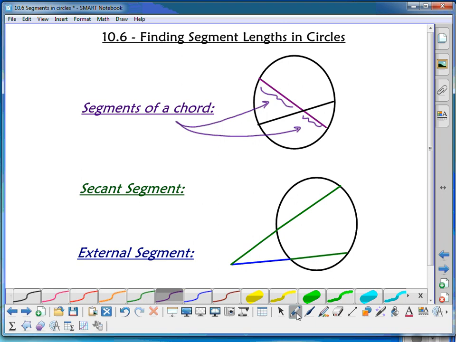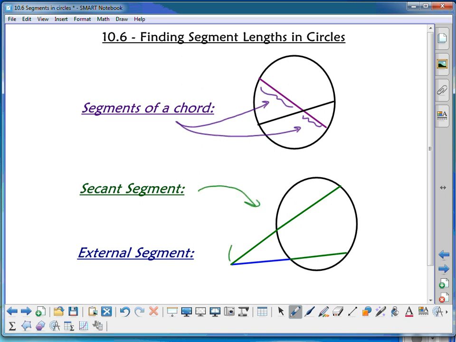A secant segment is a segment that intersects the circle twice. So right here we have a secant segment, and an external segment is just the part that is outside of the circle on a secant. So the secant segment refers to the whole thing. External segment is just the outside part.